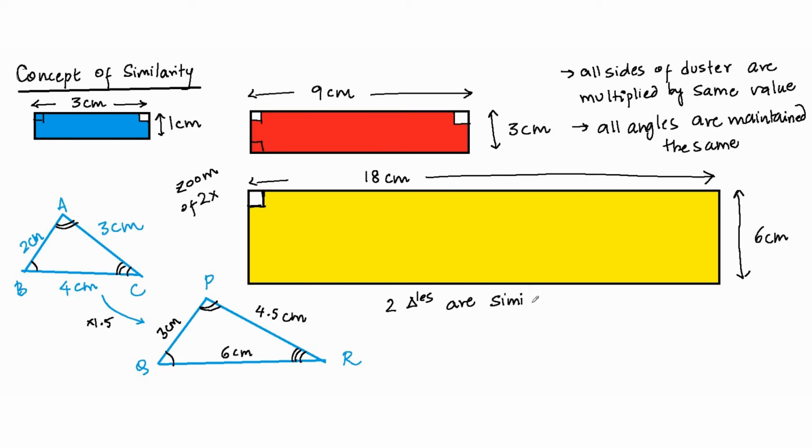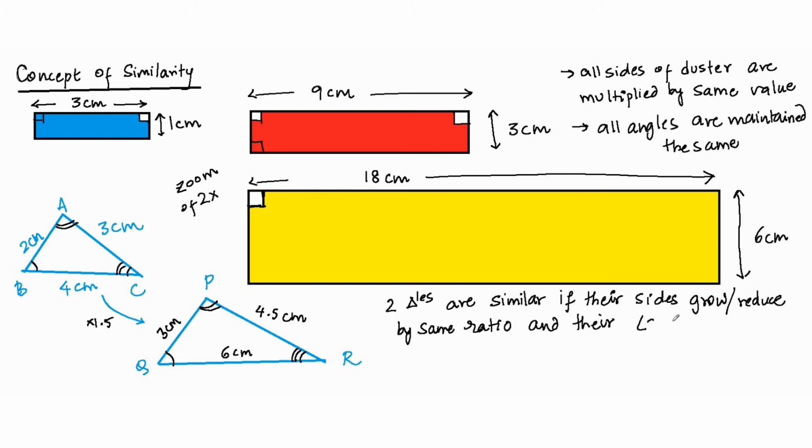Two triangles are similar if their sides grow or reduce by the same ratio, and their angles are equal to each other. That is, 3 angles of one triangle should be equal to the 3 angles of the other triangle. If this is satisfied, then the two triangles are said to be similar.